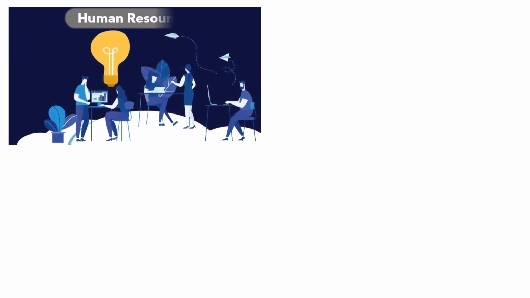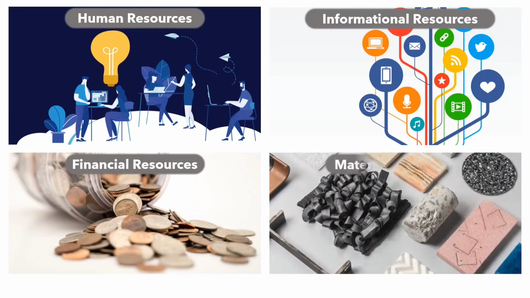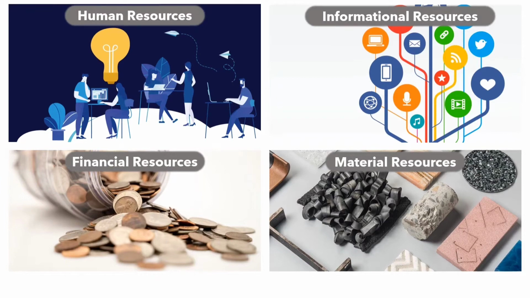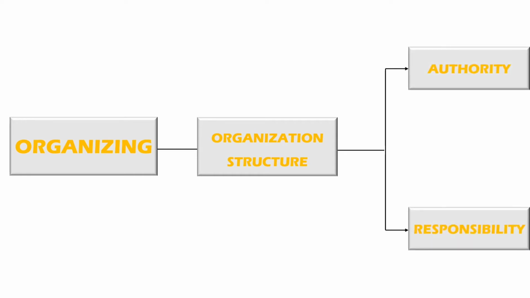Organizing creates and maintains rational relationships between human, material, financial, and informational resources by indicating which resources are to be used for the specified activities and also when, where, and how they are to be used. The organizing function leads to an organizational structure which defines precisely the authorities and responsibilities.